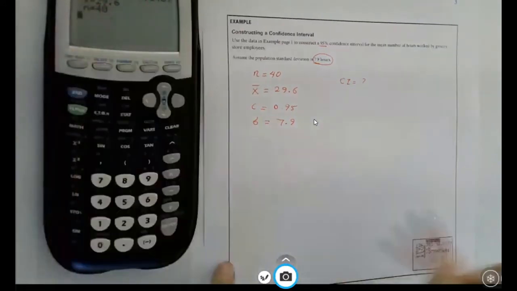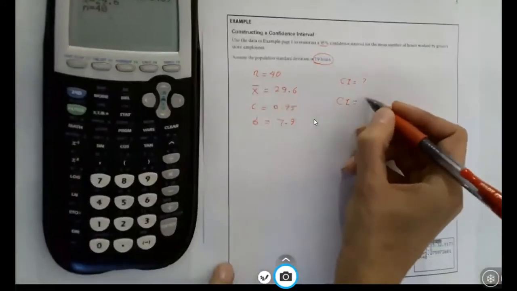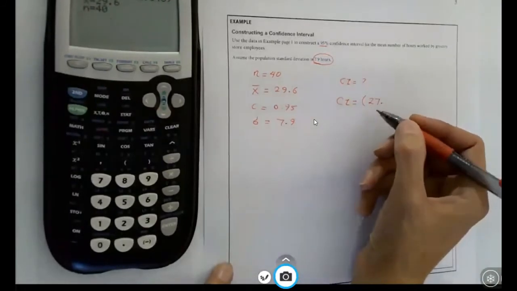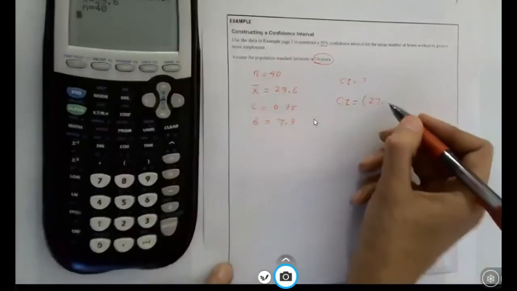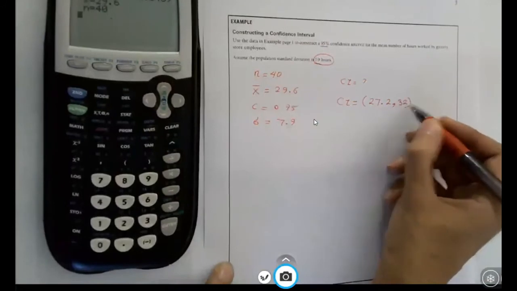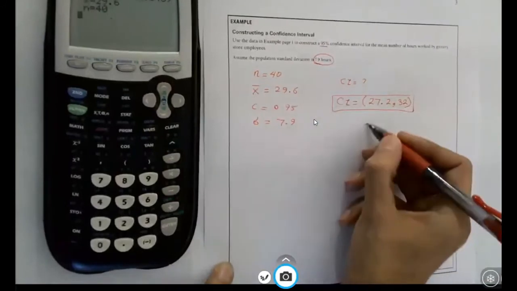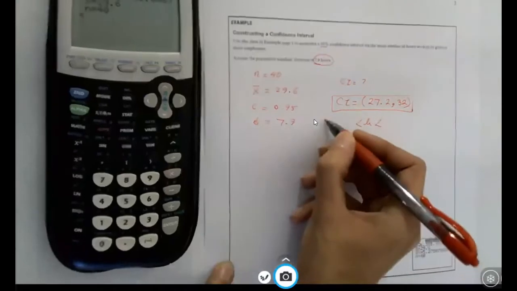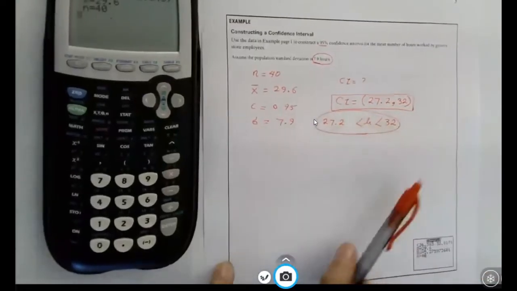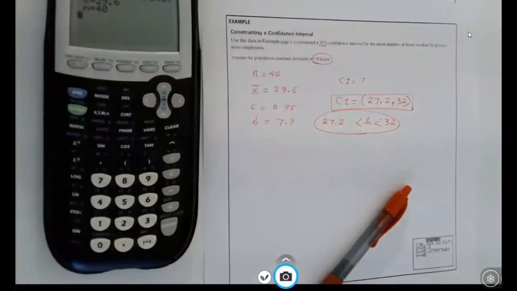So the confidence interval by using your calculator is 27.2 if you round this, comma, 32. The mean is in between 27.2 and 32. Any question? Please take your time. Write this down.